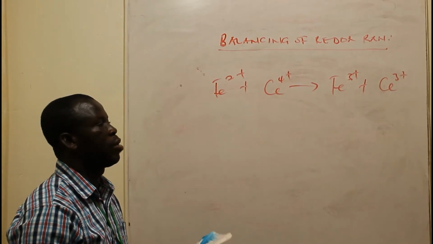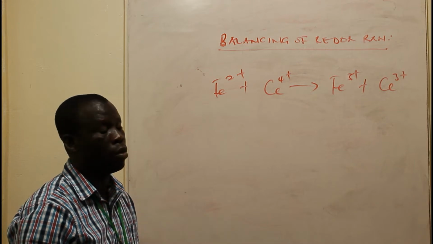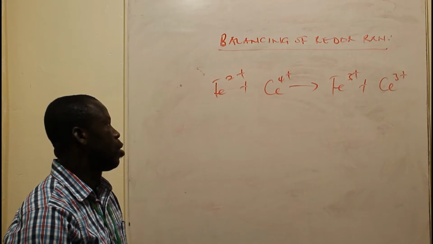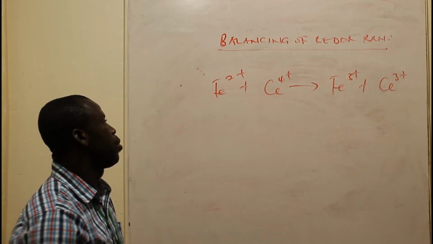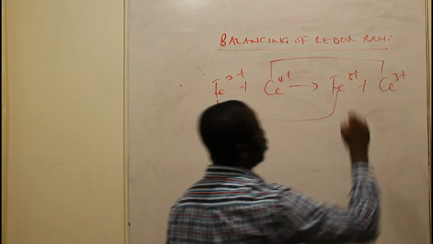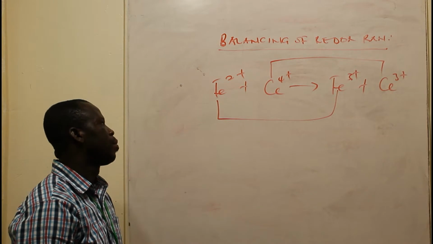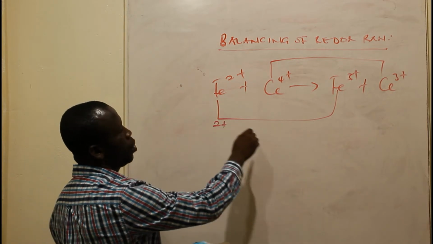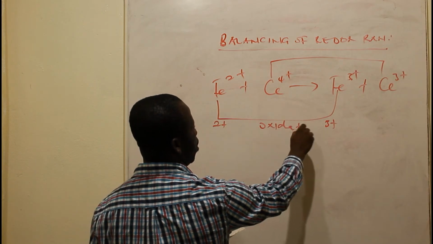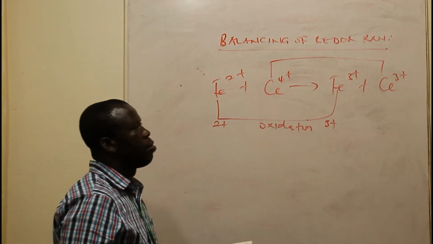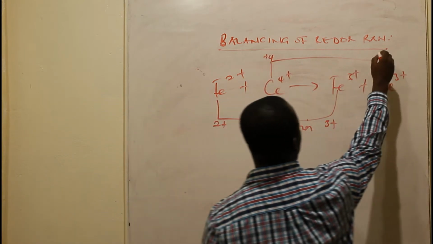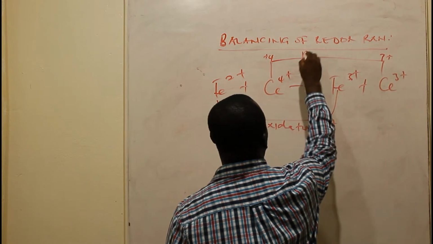We are dealing with the balancing of half equations or reactions, and we do the oxidation balancing later. So you have to separate the two into the oxidation half and then the reduction half. Iron is moving from +2 to +3, so that is oxidation. Selenium is moving from +4 state to +3, so we say reduction.